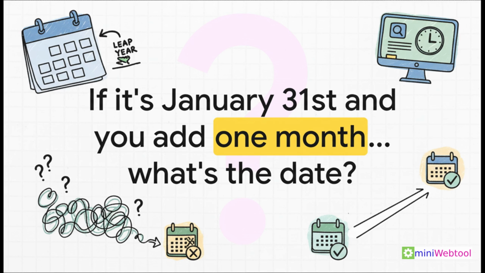Think about it. If it's January 31st and you need to add 1 month, where do you end up? There's no February 31st. So does the date become February 28th? Or does it maybe roll over into March? The crazy thing is, different software programs actually handle this differently, which is a complete nightmare if you need consistency.